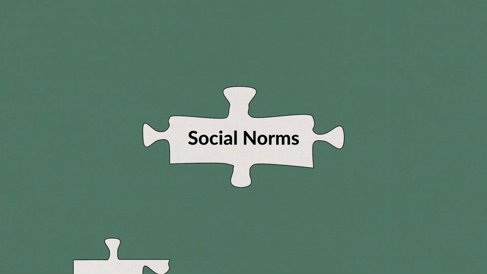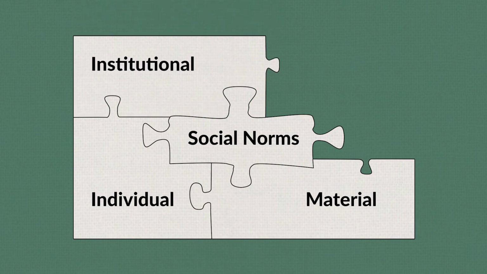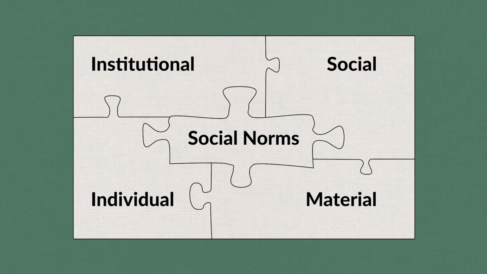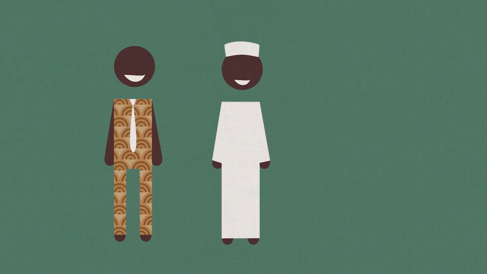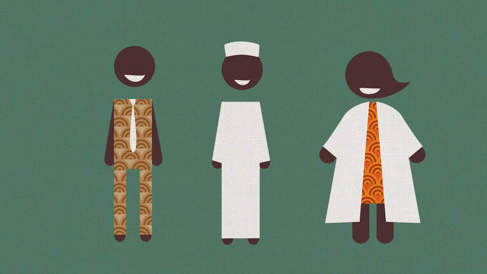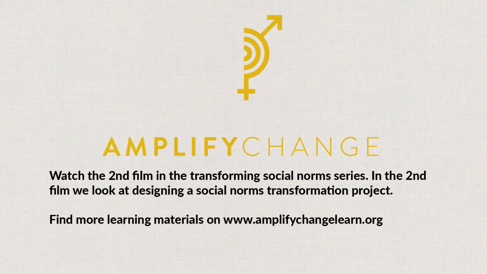By understanding how social norms can be embedded into different layers of society, organizations can design intervention programs to target specific groups, for example, policymakers, religious leaders, and medical professionals with social norms transformation messages. In the next film, we will describe how to design a social norms transformation project.